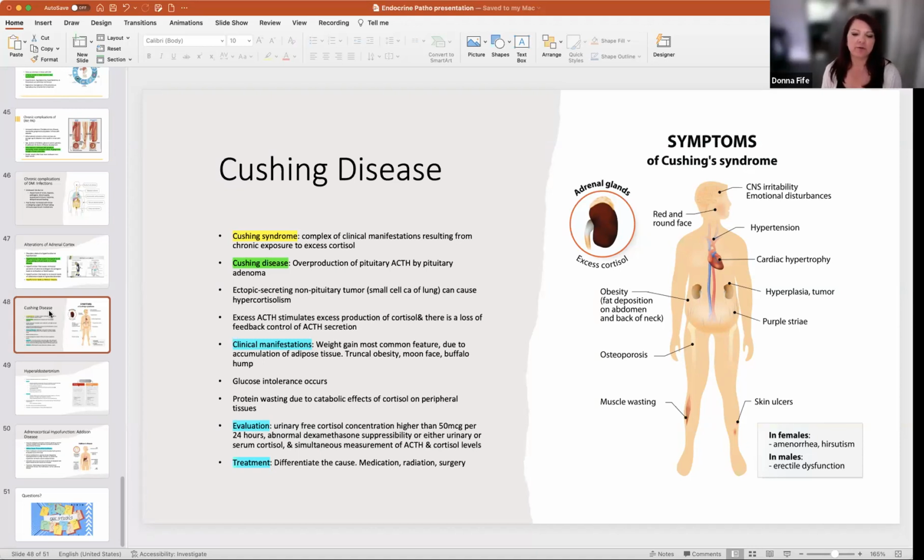Evaluation: urine-free cortisol concentration higher than 50 per 24 hours, abnormal dexamethasone suppressibility of either urinary or serum cortisol, and simultaneous measurement of ACTH and cortisol levels. Treatment: differentiate the cause; it can be treated with medication, radiation, or surgery. This chart just shows the different symptoms there.